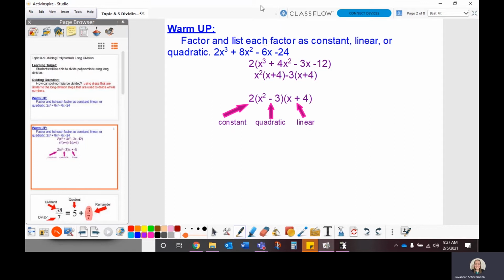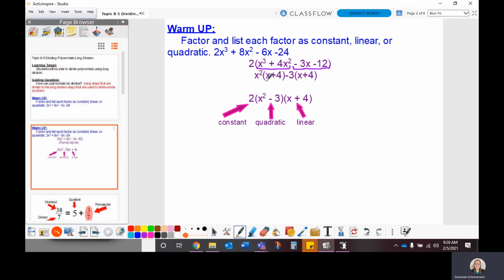as always, you want to start with that greatest common factor. The greatest common factor of this would be 2. And so if you divided 2 out, you would get x cubed plus 4x squared minus 3x minus 12. And then you would go on to use a grouping. So group this and group this. And you would factor out an x squared from this one and a negative 3 from this one.